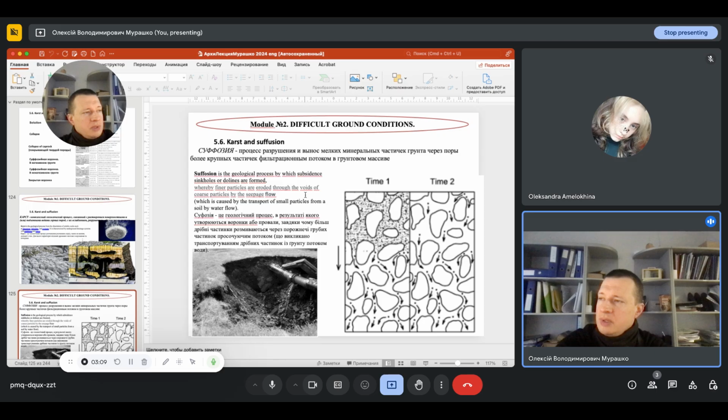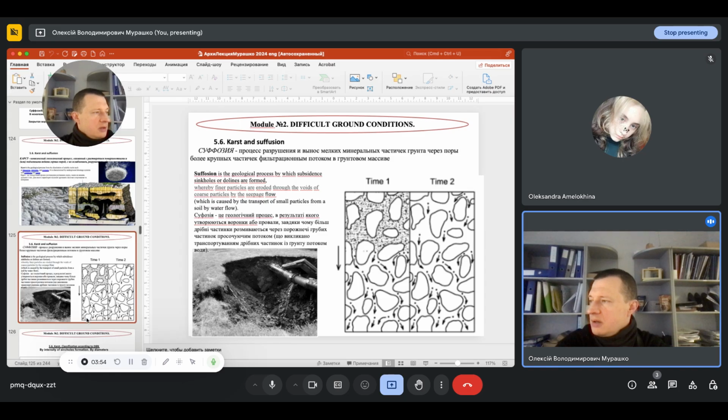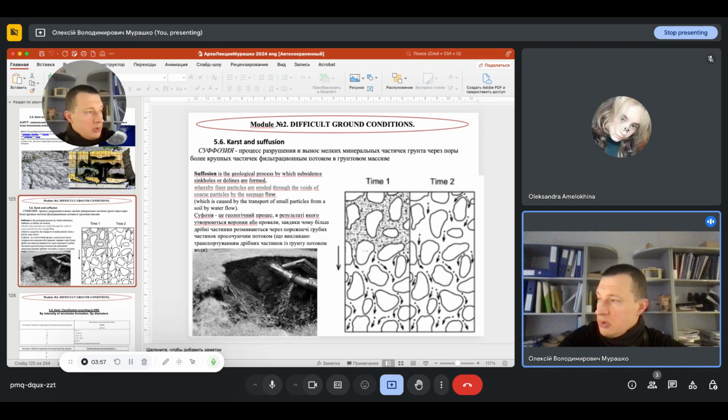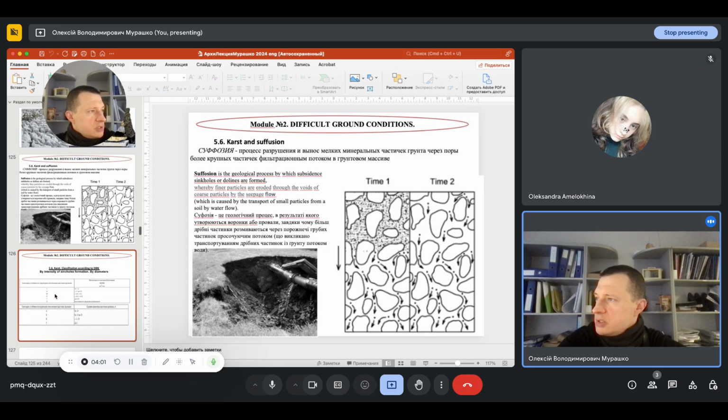Next is submersion. The main difference between karst and submersion is that karst is a process of dissolution, whereas submersion is the process when the underground water flow transports the small particles of soil between the large particles of soil, which leads to such a situation. Then the soil makes a cave above or underground, which leads to certain problems for the buildings which are located above or near such construction sites.